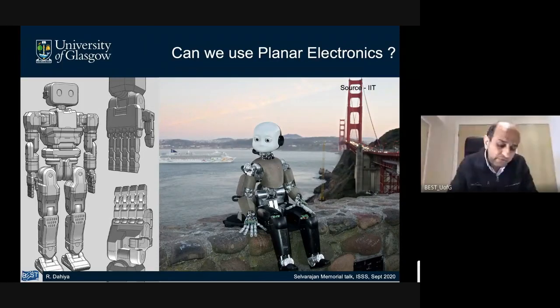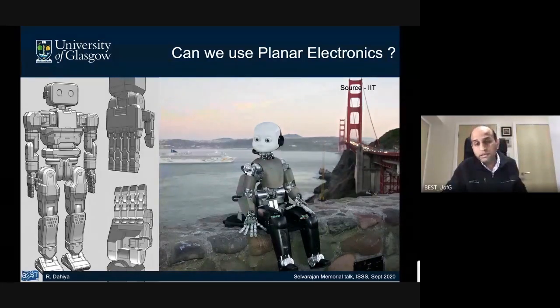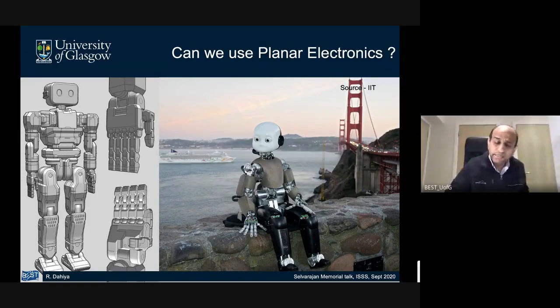There are many types of robots that have been developed by various groups all over the world. In this case, the iCub that you see here sitting on the wall is a humanoid robot that has all curvy parts, and to cover the whole body with electronic skin, you have to have electronics which is not planar. And there are ways, I'll discuss in part two, how we could get over this with current technologies related to planar electronics.